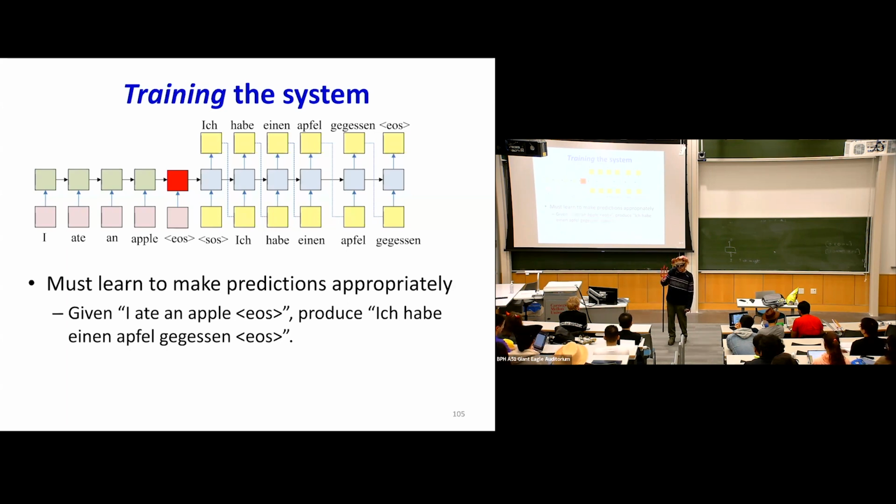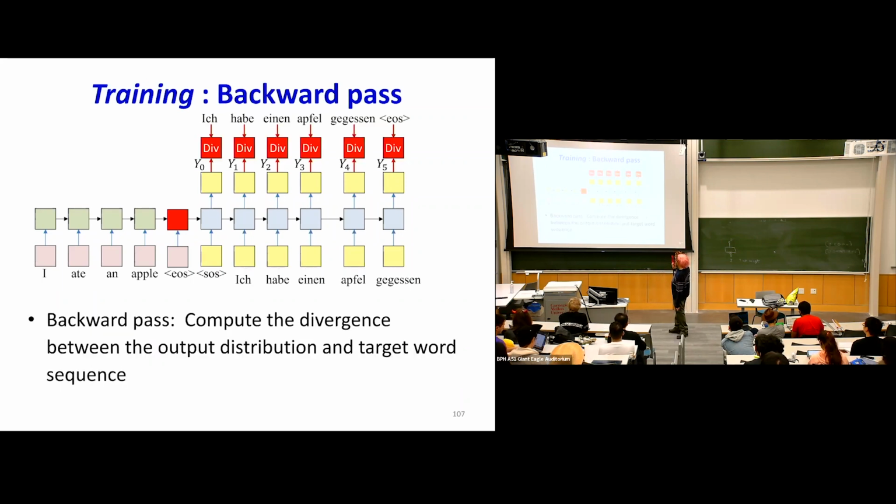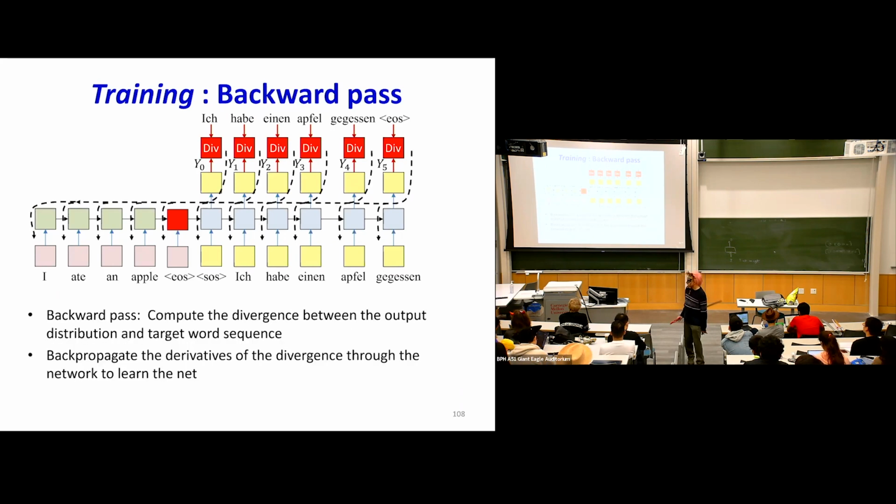Clear to everybody? Right. And so the forward pass, input the source and target sequences. Sequentially, you're also inputting the target sequence. This is the cheat. And the output is going to be a probability distribution of this target symbol set at each time. In the backward pass, you're going to compute the divergence between the output distribution and the target word sequence, and backpropagate this divergence all the way to train every portion of the network.